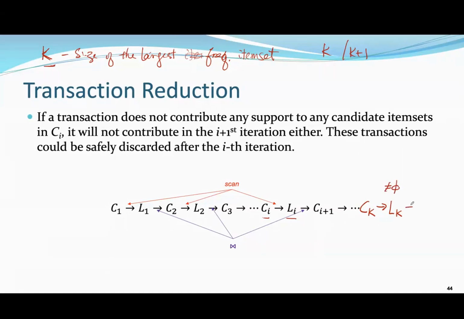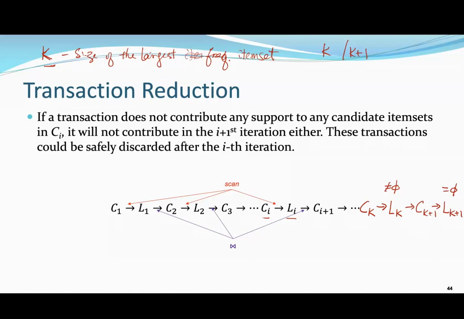And then from LK, we do a priori GEN to obtain CK+1. And we might need to scan the database one more time to obtain LK+1, right? But if K is the largest frequent item set that we have, that means that LK+1 must be the empty set, right? So how many times do we have to scan the database? Now, up to this point, we have to scan the database K times, right? Because from C1 to L1, one time, C2 to L2, two times, CK to LK, that's the Kth time that we have to scan the database, right?